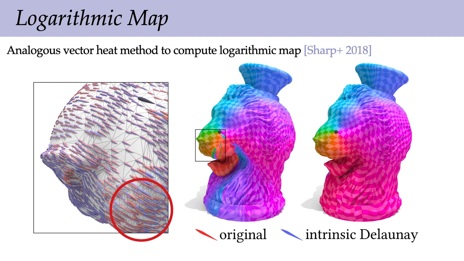The same holds true for other heat-based methods, such as using the vector heat method to compute the logarithmic map, where using the intrinsic Delaunay triangulation stops these foldovers and these egregious errors in the solution.